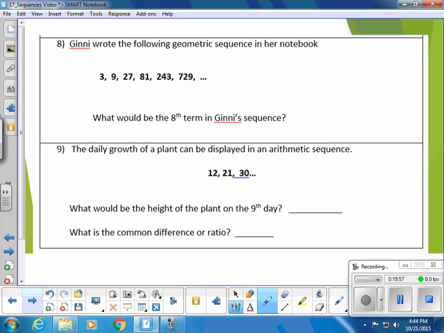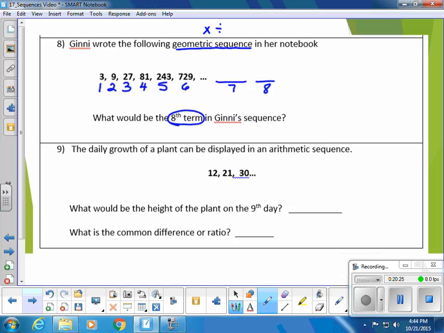All right, if you look at this one, again, we're working with a geometric sequence, which means multiplying or dividing. If we look at this, we're looking for the 8th term. So let's count how many terms we have. We have 1, 2, 3, 4, 5, 6, 7, 8. So I have to go out 2 more terms.